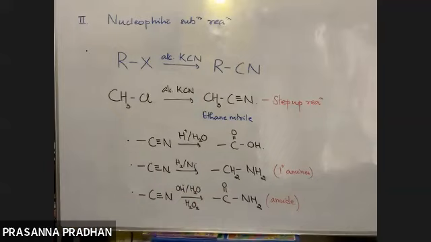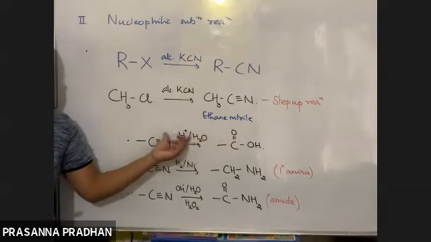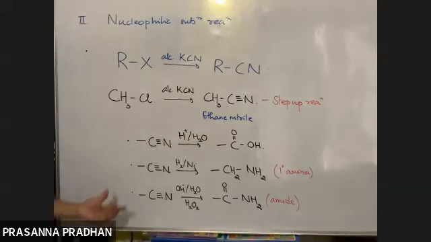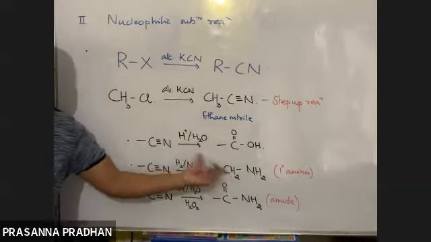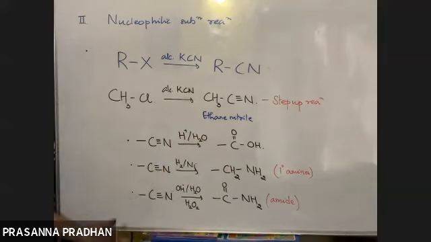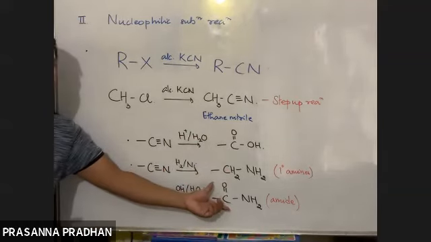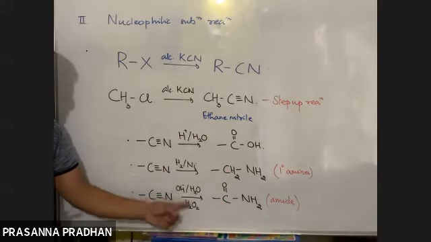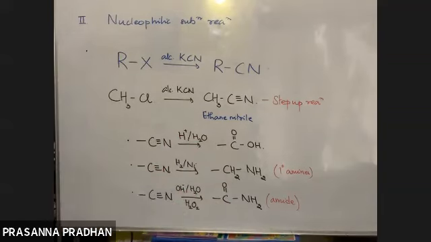So you need to remember anyhow these transformations. First, how can you convert a cyanide to a carboxylic acid group? Reagent, acidic hydrolysis. How can you convert a cyanide to a 1 degree amine? Reduction. How can you convert a nitrile to an amide? Alkaline hydrolysis in the presence of hydrogen peroxide.